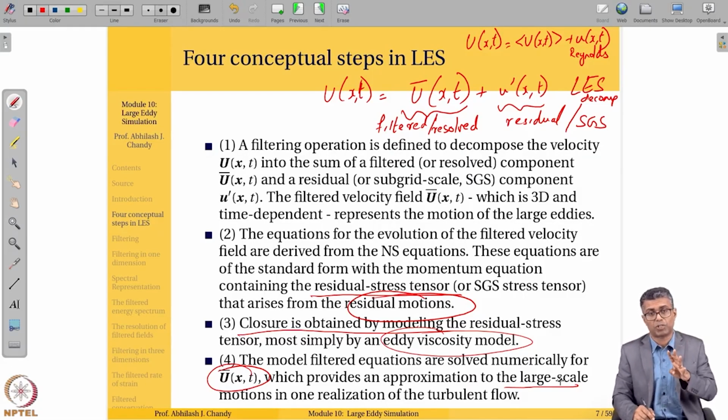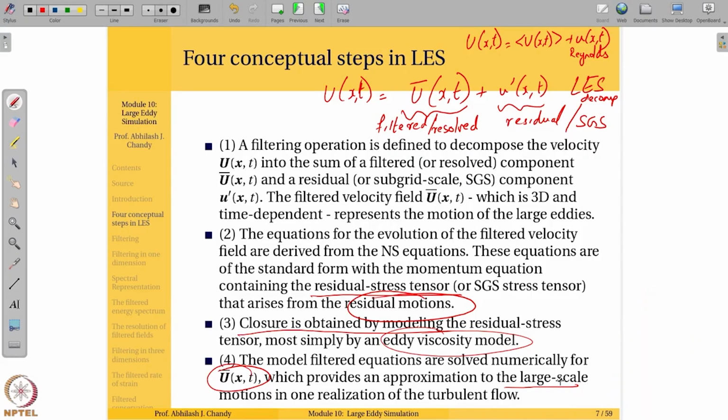So 4 conceptual steps. First one, you define your filter. Second one, you derive your equations applying the filter to the Navier-Stokes equations. Then you close out the unclosed terms, that is the residual stress tensor, using a simple eddy viscosity type model. Fourth one, you solve for the modeled filtered equations to obtain the filtered velocity field for one realization of the turbulent flow. So these are your 4 steps.